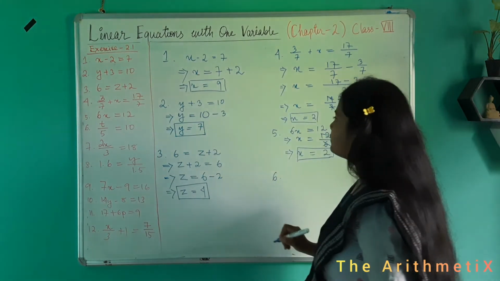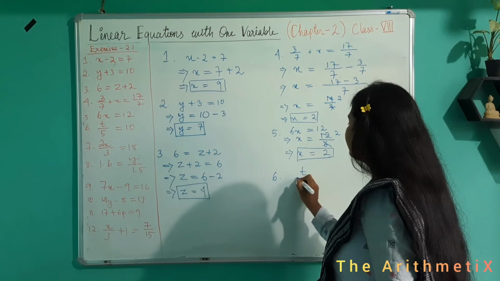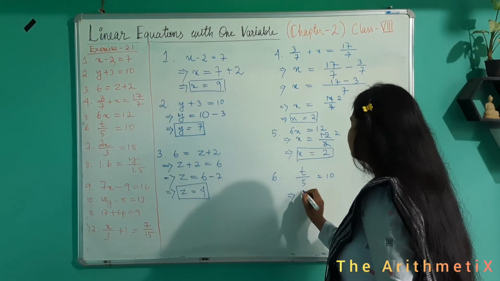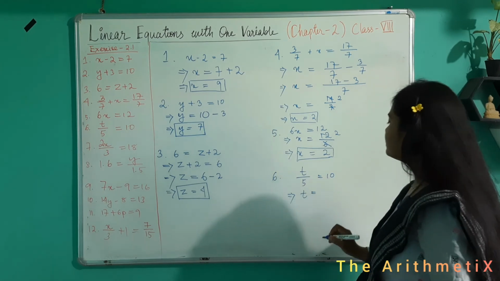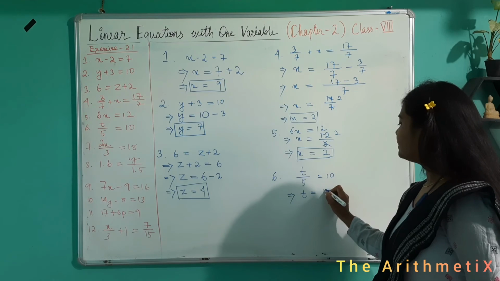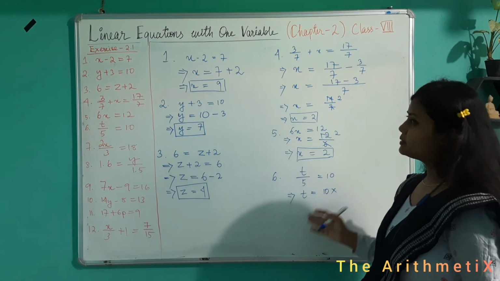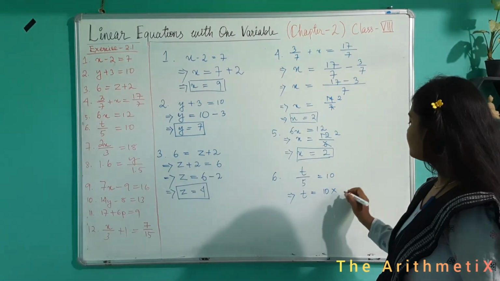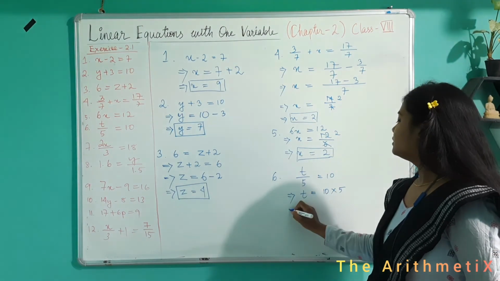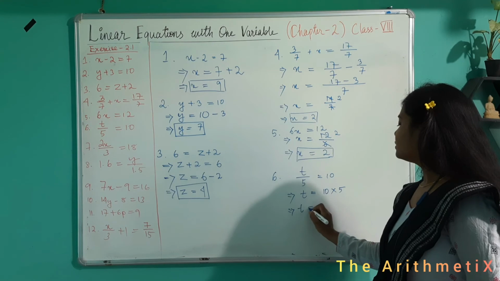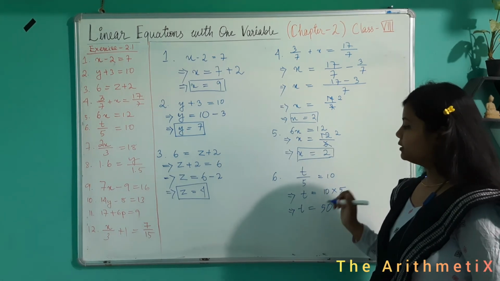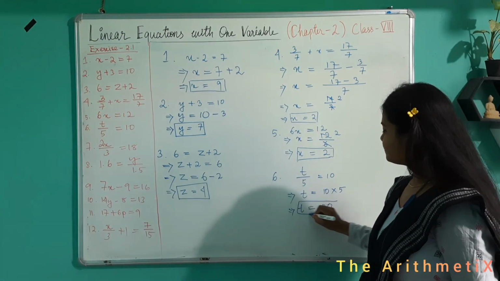So lastly, question number 6. This is t upon 5 equals 10. So here t is equal to, let us remove 5 from the left hand side. The number already present is 10 and it is written first, and 5 will be multiplied with 10. So the value of t is 50. 10 5s are 50. So this is the result.